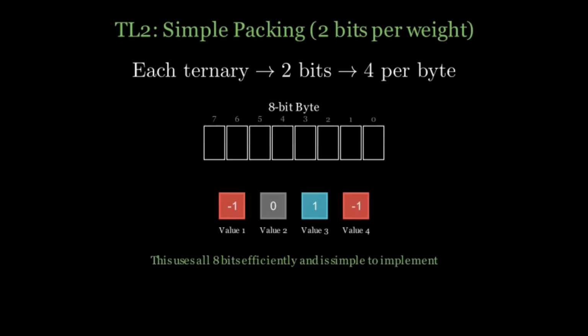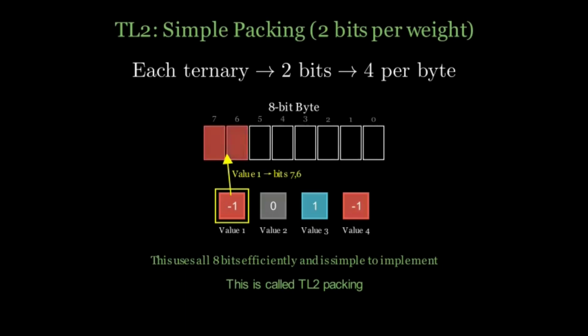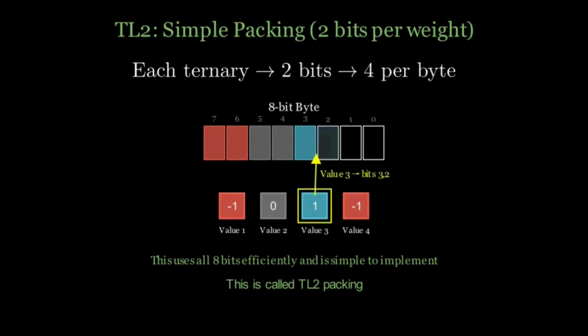For example, let's say we have the numbers -1, 0, 1 and -1. These can be represented in 2 bits, something like 0, 1 and 2, and then the corresponding binary value can be filled in 76, 54, 32 and 10. So value 1 can go to 76, value 2 can go to 54, value 3 can go to 32 and value 4 can go to 10. This uses all 8 bits efficiently and is simple to implement.